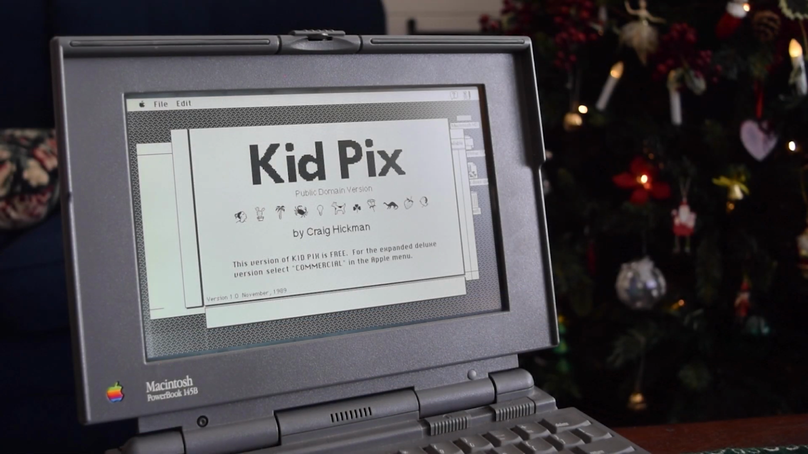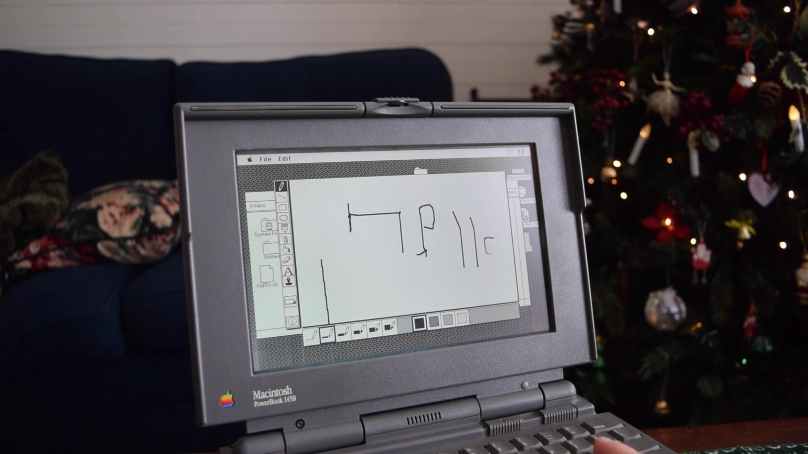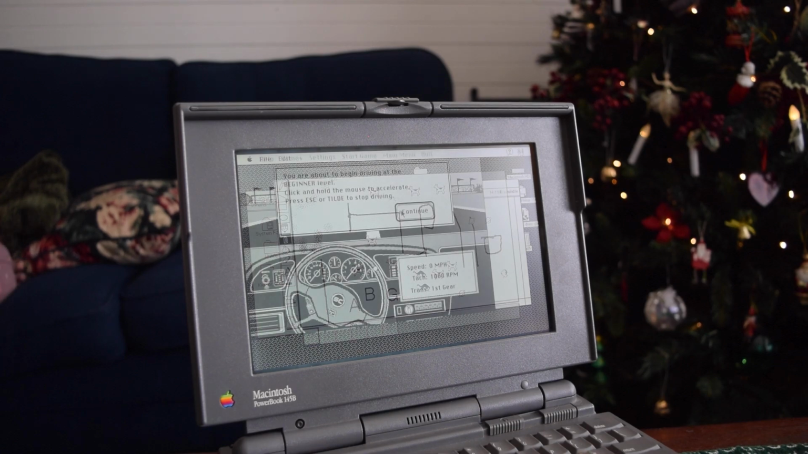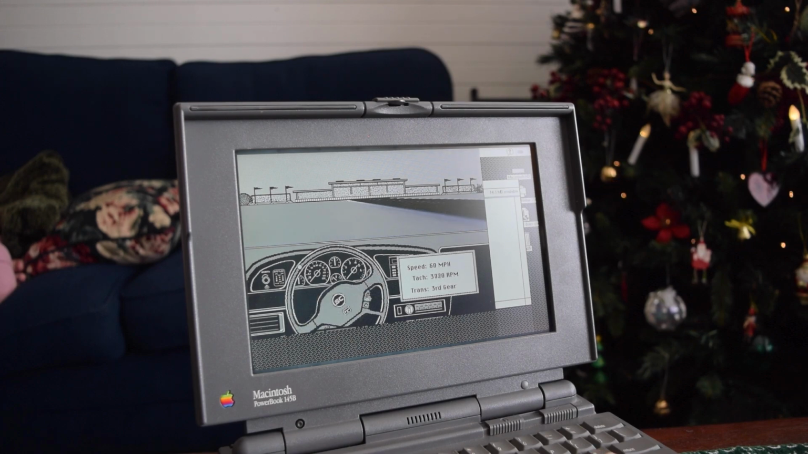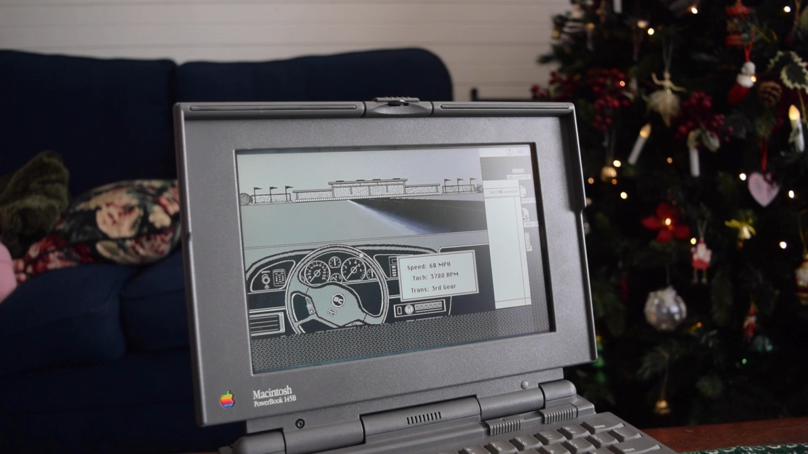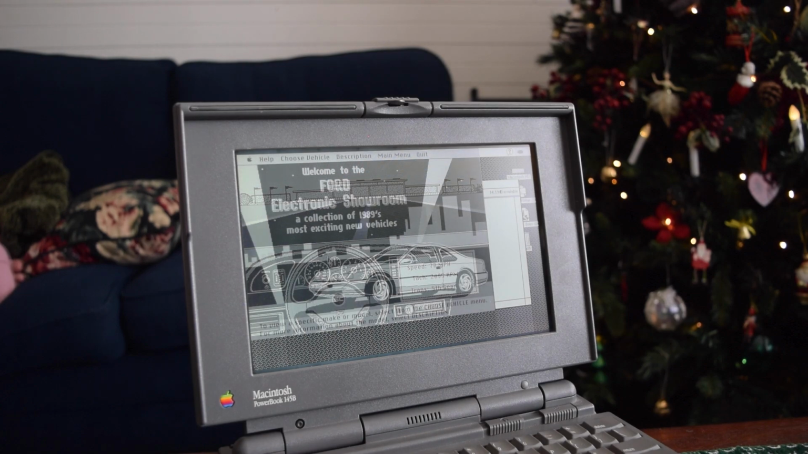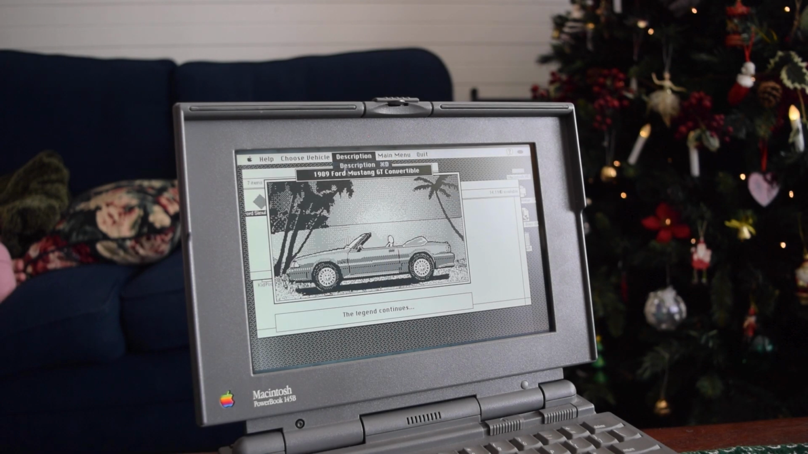Just for fun, I thought I'd try some games. This is a very old version of KidPix. Yeah, I don't think this is the best machine to get creative on, but it runs. I also tried this Ford Racing Simulator, which was hilarious. It also has a virtual showroom that lets you see the car's specs.